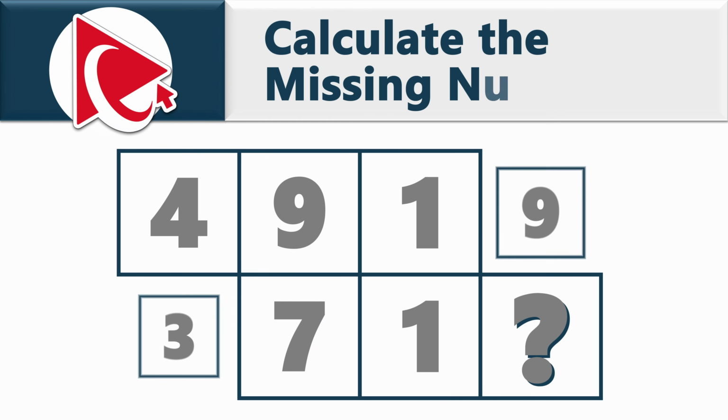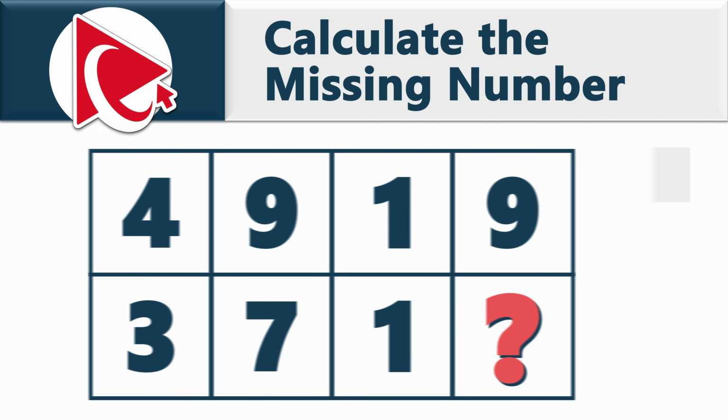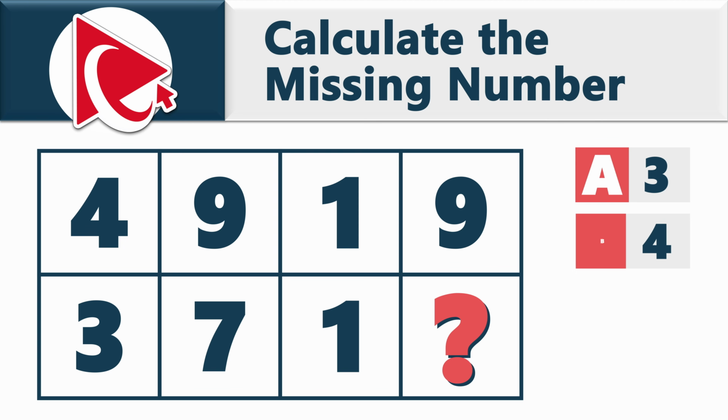You're presented with a 2x4 matrix. The matrix has 7 numbers inside, and the 8th number is missing. The numbers are 4, 3, 9, 7, 1, 1, 9, and then comes the missing number, which you need to calculate and select out of 4 possible choices. Choice A, 3, choice B, 4, choice C, 5, and last but not least, choice D, 6.